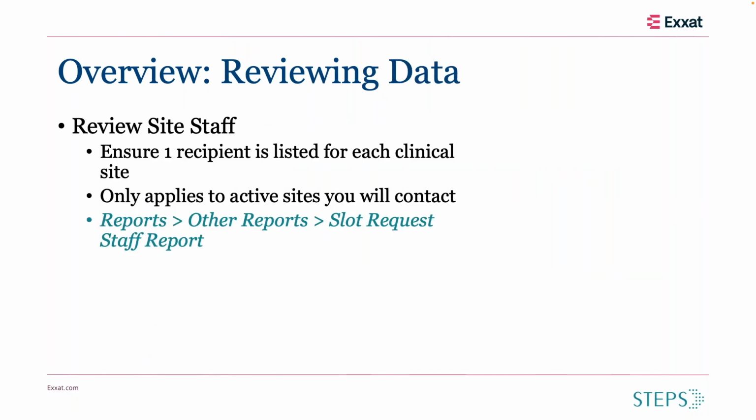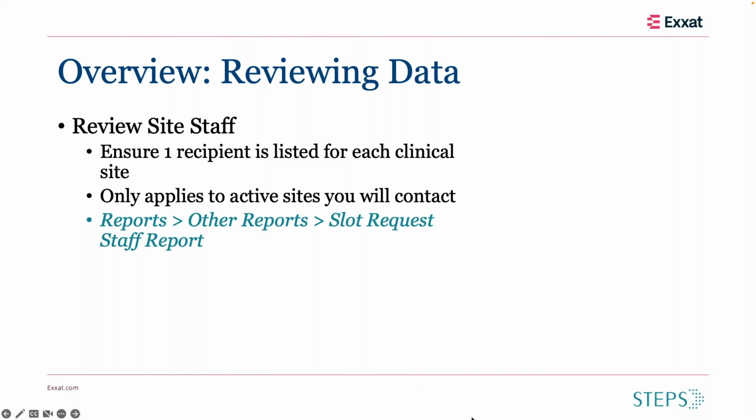All right. So moving on from some of those technical glitches you might run into, you also want to review your site staff. You want to ensure that there is at least one recipient set to receive your email at each clinical site. Of course, you can have more than one, but the bare minimum, if you do want them to receive your mailing, you want to make sure you have someone set to receive that email. And of course, this only applies to active sites that you plan to contact. So if there are any sites that you don't include, or you send them as another type of contact or don't plan to send it to them, you definitely don't need to worry about them.